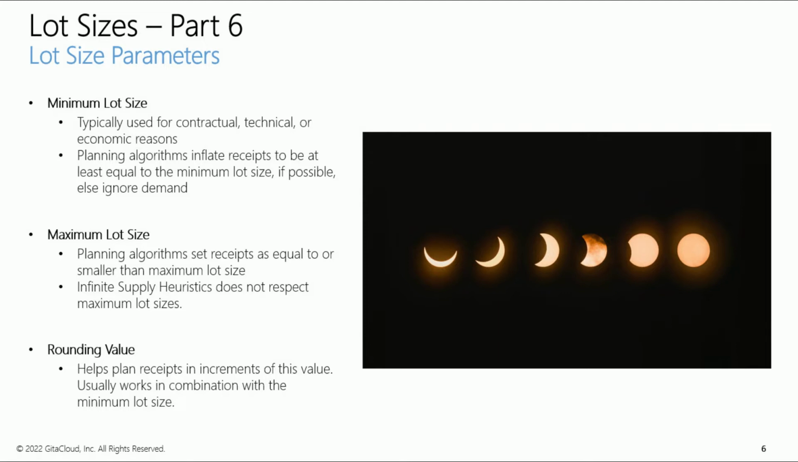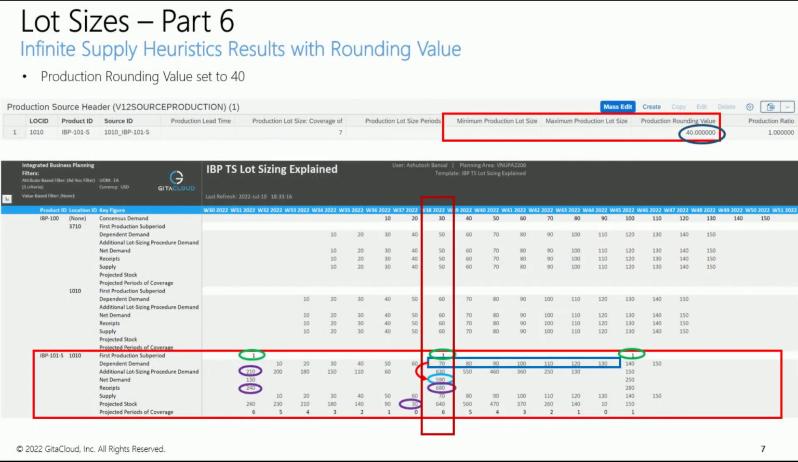Rounding value can be modeled to cover use cases such as a packaging constraint, to produce or transport in certain increments. Let's evaluate the planning results from infinite supply heuristic with rounding value set to 40. You can see that demand within the first production cycle, week 31 to week 37, is 210 units, but receipts are planned for 240 to respect the rounding value.